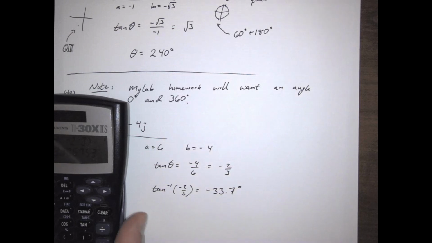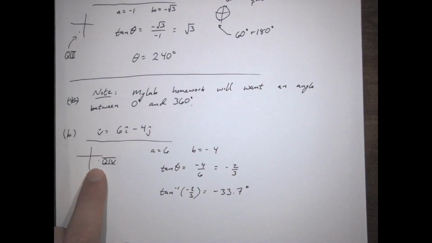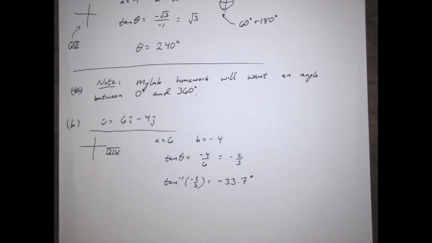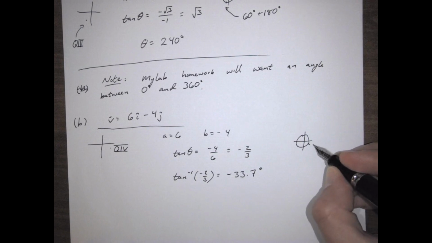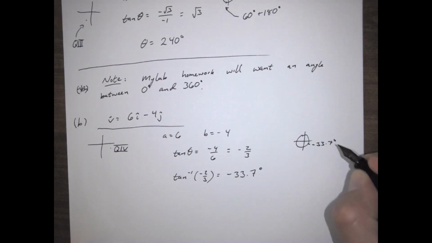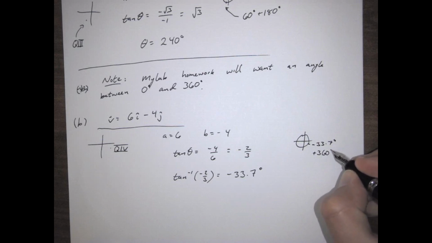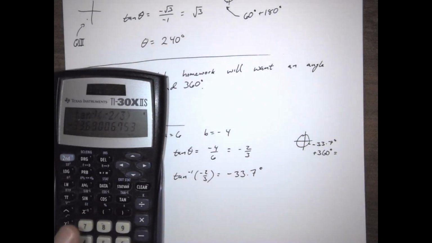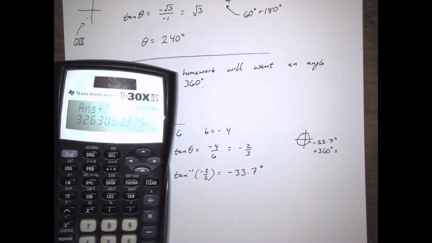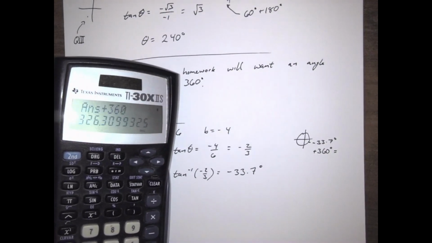And that is the correct value. I can see from my sketch here that it looks about right. However, it's not even in the wrong quadrant, it's just in the wrong format. The format is supposed to be between 0 and 360. So just think about it: negative 33.7 degrees plus 360 degrees will get us back to that same spot. We're not in the wrong quadrant, it's just the wrong format. So we just take this answer plus 360, and that should get us to the right version of the answer. So 326.3.